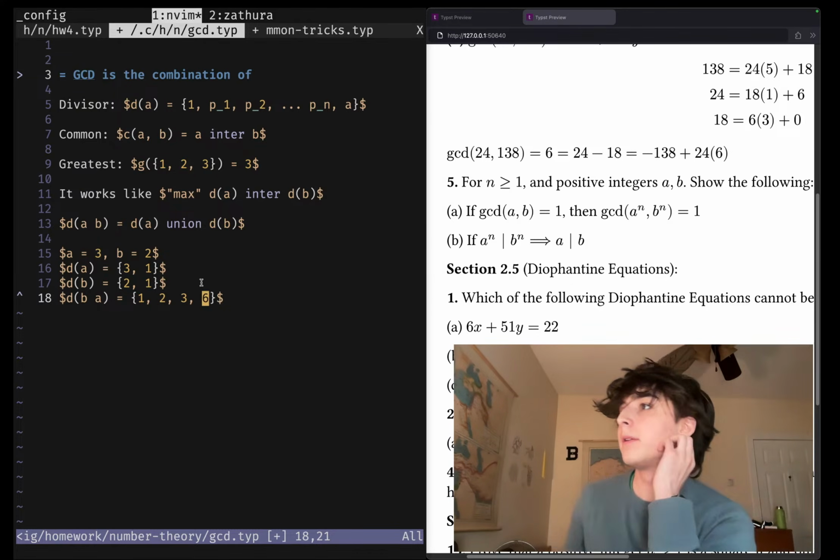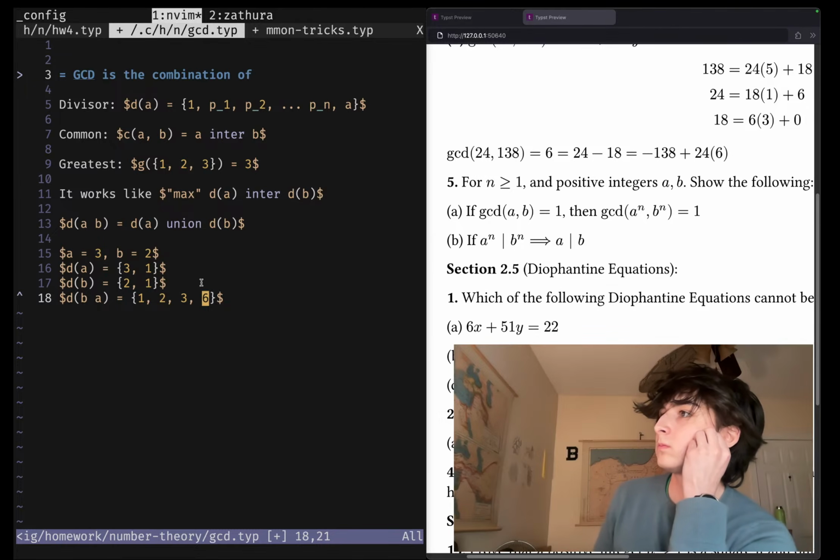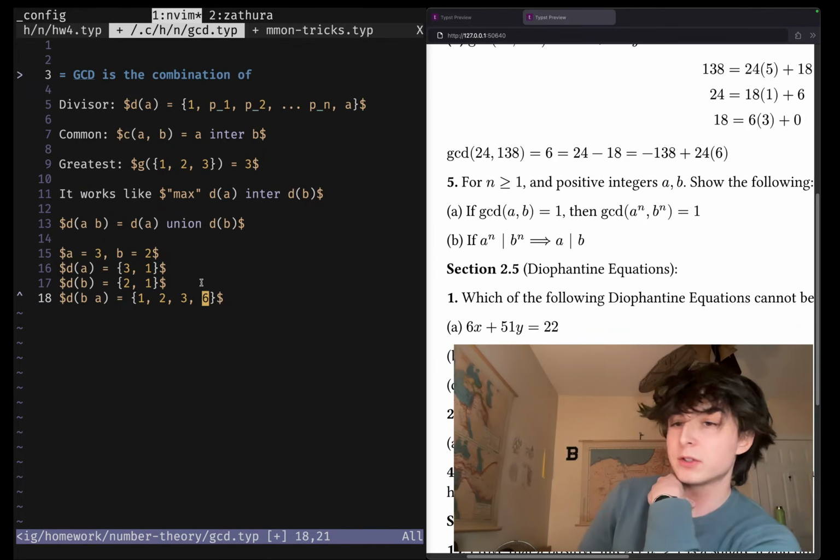Yeah, and I just think that would help me in understanding this proof, that the GCD of, I need a better understanding of how the component parts of a number kind of work out.